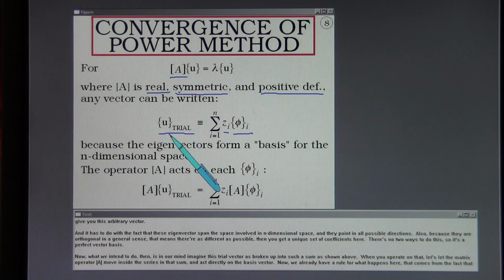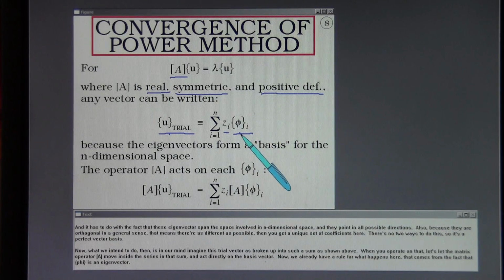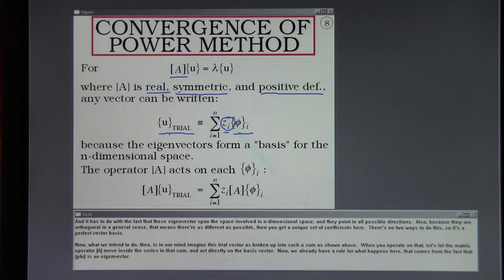And it has to do with the fact that these eigenvectors span the space involved, your n-dimensional space, and they point in all possible directions. Also, because they are orthogonal in a general sense, that means they're as different as possible, then you get a unique set of coefficients here. There's no two ways to do this. So it's a perfect vector basis.